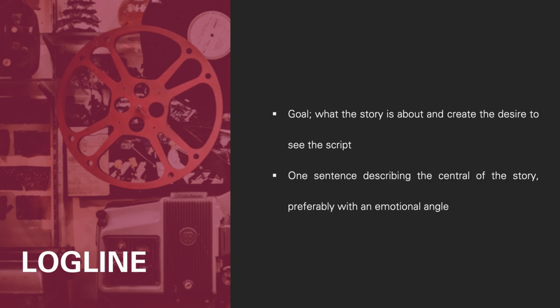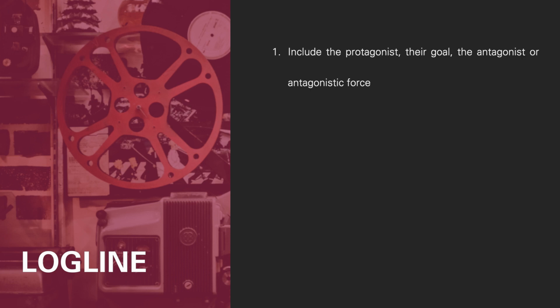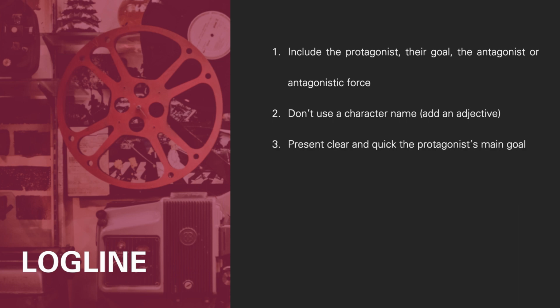A logline is one sentence describing the central of the story, preferably with an emotional angle. And it's written for industry professionals to show them that you can create a viable story for the script. To write a good logline, you should consider the following. First, include the protagonist, their goal, and the antagonist or antagonist force. Second, don't use a character name. Instead, tell something about the character, something like a former detective or a stockbroker. Also, you can use an adjective to give a little depth to the character, like an alcoholic former detective or an unemployed stockbroker. Third, present clearly and quickly the protagonist's main goal.